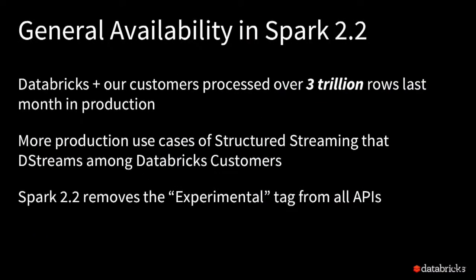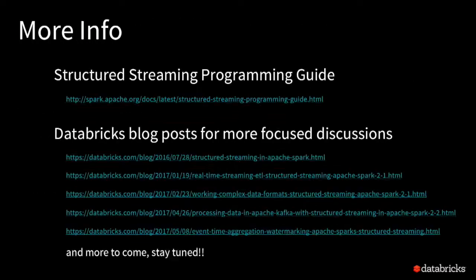The key thing to remember is that Spark structured streaming is no longer experimental. It is generally available in Spark 2.2. We have processed over 3 trillion rows in the last month in production. And we have more structured streaming customers than DStream customers at this point.